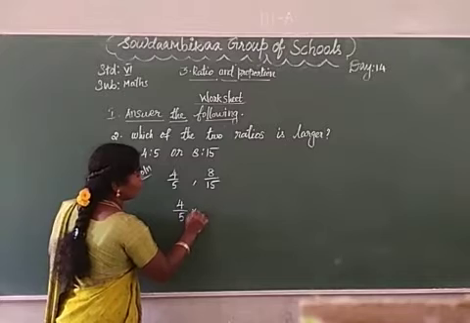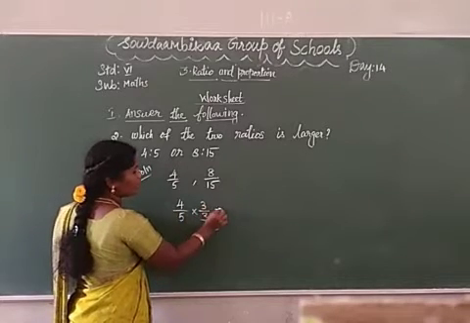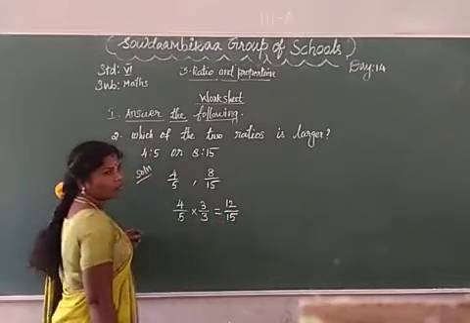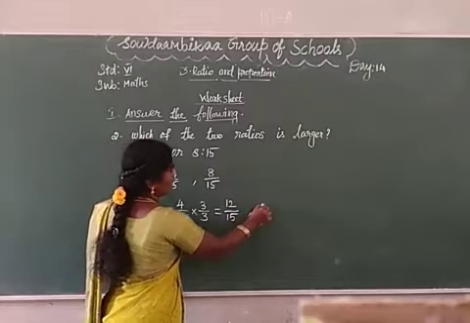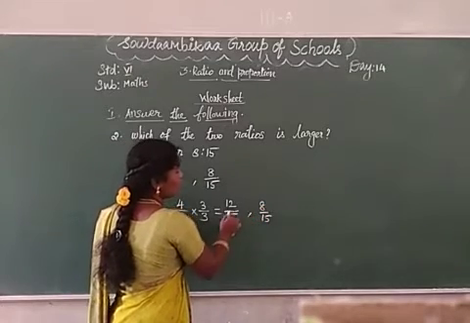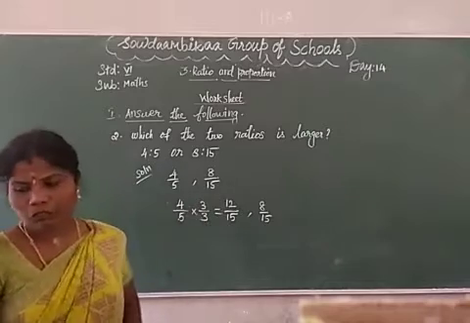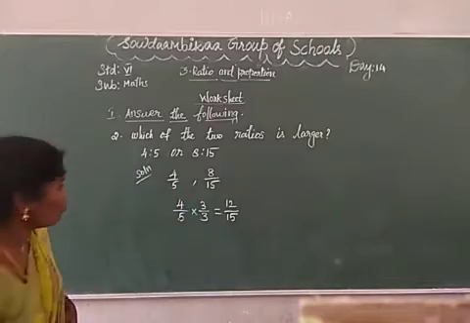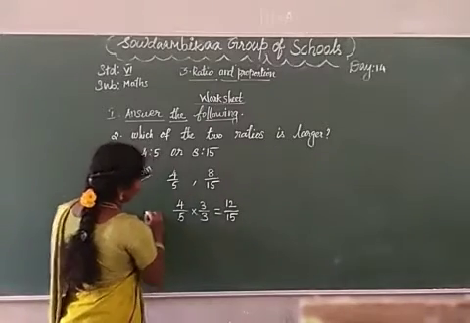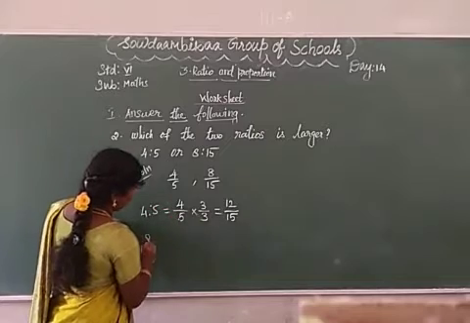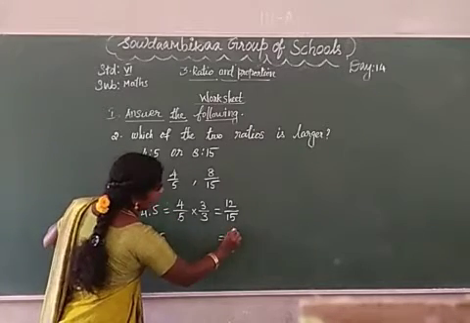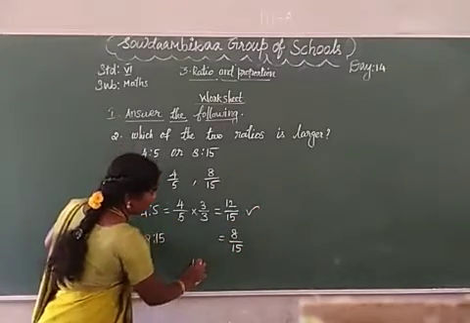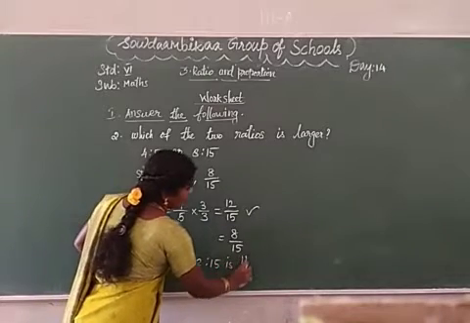4 divided by 5, multiply both numerator and denominator by 3. 4 3s are 12, 5 3s are 15. Next, the next one, 8 divided by 15. See, 12 divided by 15 or 8 divided by 15. Which one is the larger? 12:15 is the larger number.